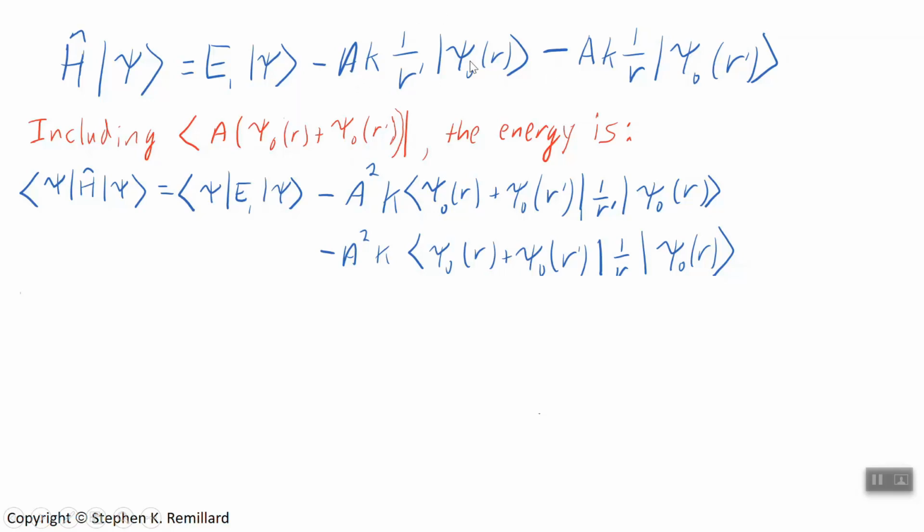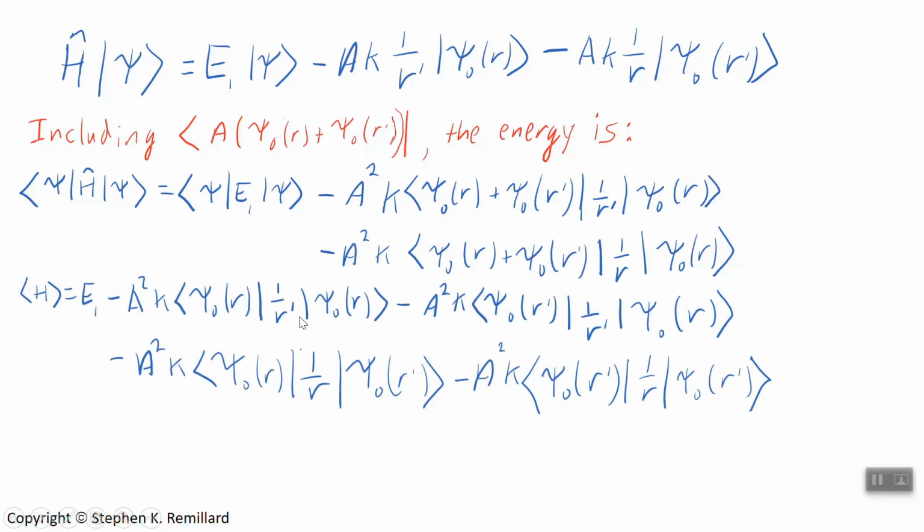The next term gives you 2 terms when you bring this in. So make sure you're following that. And the third term gives you these 2 terms when you bring in that bra vector. So make sure you're following that. Let's go ahead and expand out these 2 terms with the 2 wave functions in them so that the second term is actually 2 terms in itself. Psi 0 of R, 1 over R prime, psi 0 of R, and so on. So I have not 3 but 5 terms.